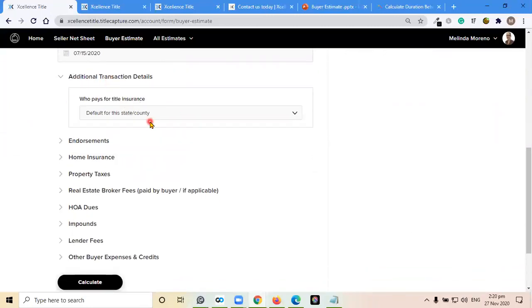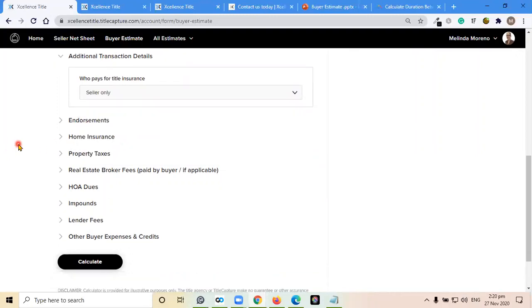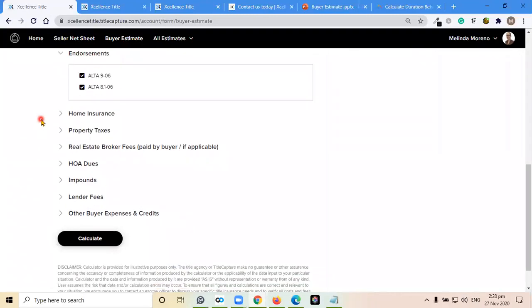Additional transaction details. So who pays for the title insurance? Is it going to be the buyer or the seller, or is the cost going to be split between the two parties? Remember, the title insurance is negotiable between the parties. So for this example, we're going to choose the seller. Endorsements, you don't have to worry about endorsements.